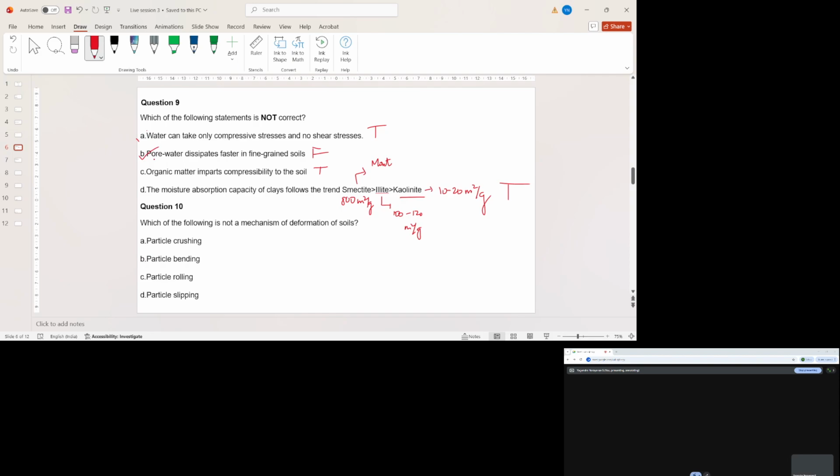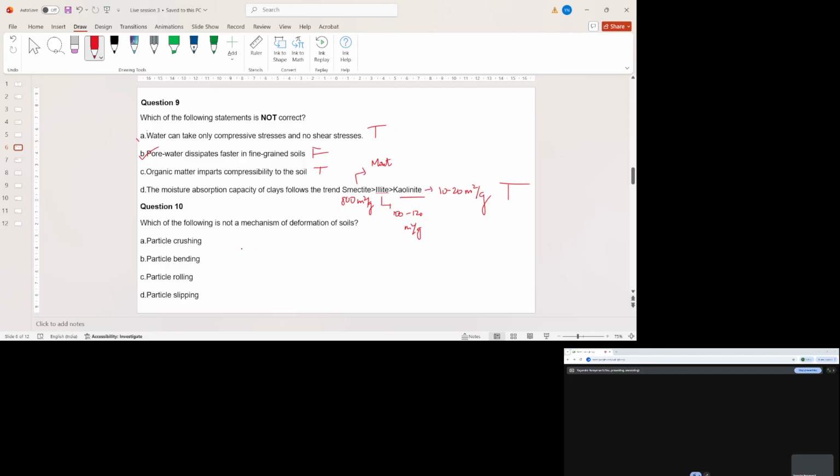Which of the following is not a mechanism of deformation of soils? A. Particle crushing. B. Particle bending. Option C. Particle rolling. And option D. Particle slipping. Particle crushing we have discussed already, where the particle tends to crush when the sharp edges of the grains meet each other, resulting in stress localization. There is a sudden increase in the contact stresses, which results in particle crushing.